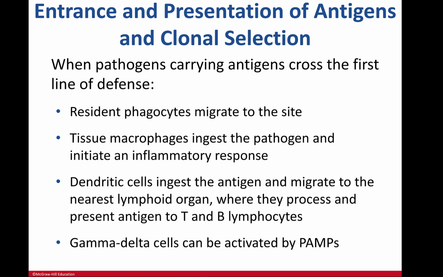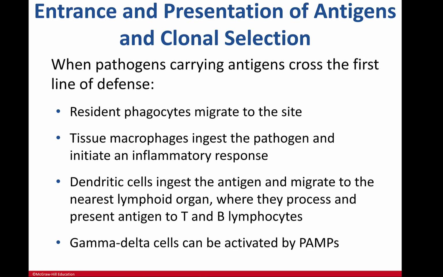Pathogens carrying antigens cross the first line of defense. Resident phagocytes migrate to the site. The tissue macrophages ingest the pathogens and initiate an inflammatory response. Dendritic cells ingest the antigens, migrate to the nearest lymphoid organ, and process and present antigens to the T and B lymphocytes. So these are sort of the paper shredders, and then they present the pieces and parts to the ones that are the authorities that can actually do something with them, which would be the B and T lymphocytes.